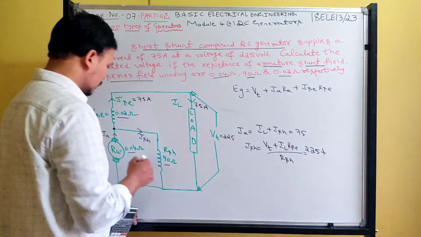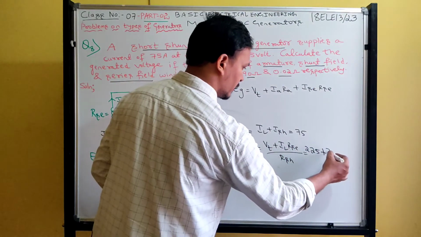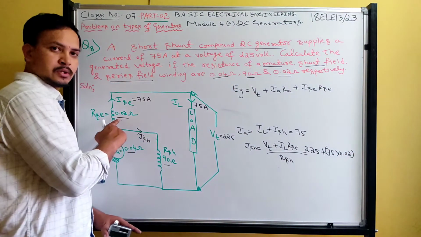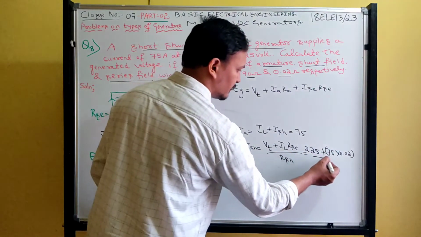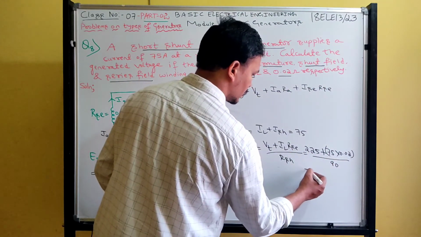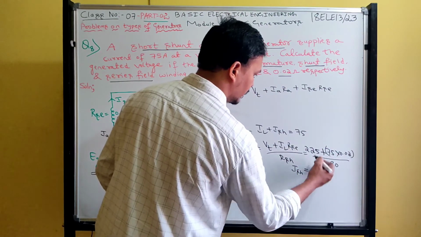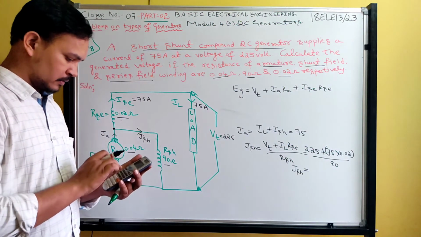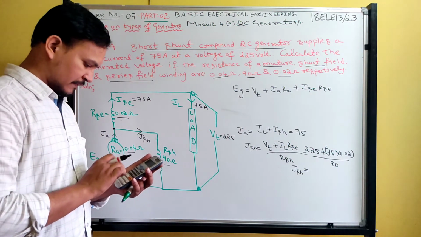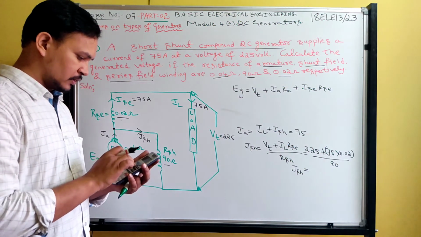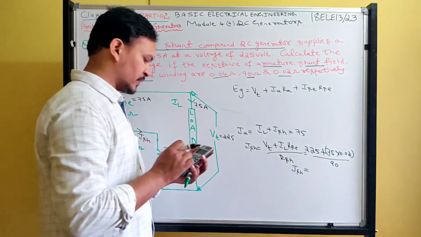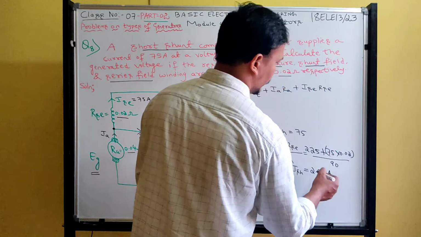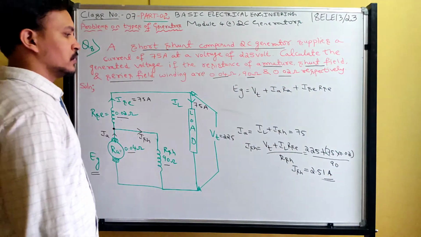225 plus, what is the load current? 75, into the series field resistance, 0.02, divided by the shunt field resistance, 90. So using a calculator, find this solution. What is the answer you will get? 225 plus 75 into 0.02 divided by 90. From this we get a shunt field current of 2.51 ampere.